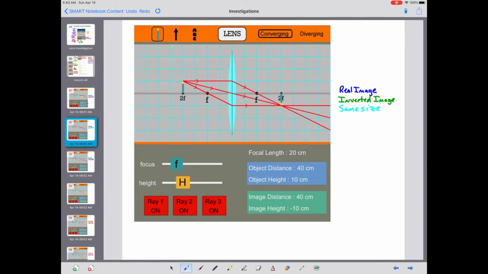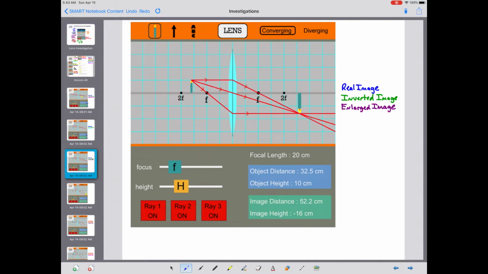Here's the next case zoomed in. When you are exactly at 2F, which sometimes takes a little bit of manipulation to move around, your object height of 10 centimeters, your image height of negative 10 centimeters. So we know that is the same size.